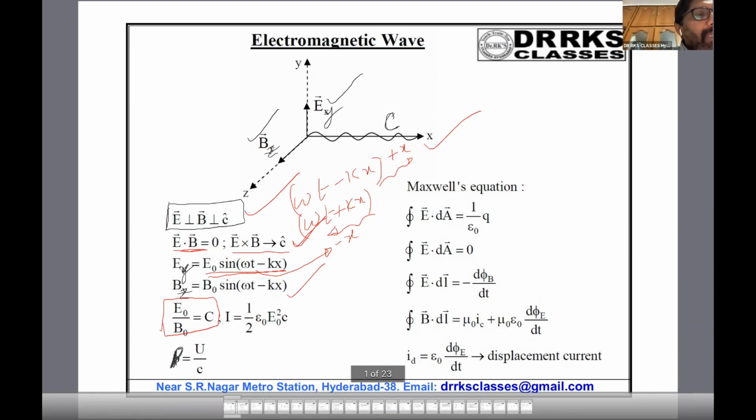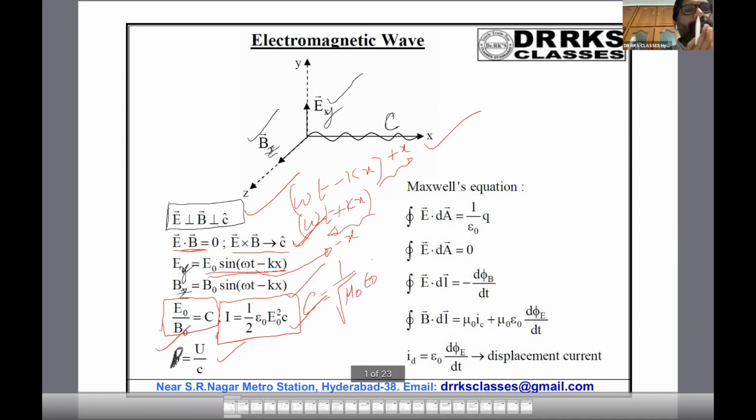And the ratio of the electric field strength to the magnetic field strength is the velocity of light. And also we can write velocity of light c is equal to 1 by square root of mu naught epsilon naught if it is air. If it is a medium, then write mu and epsilon. And the intensity of the wave, how do you define intensity? The amount of energy passing through unit normal area in unit time. Intensity is half epsilon naught E naught square into c, where I is the intensity. And the momentum of that wave is given by energy by c, where c is the velocity of light.